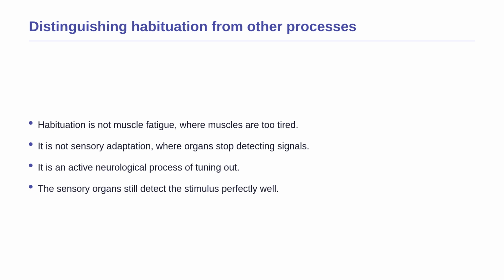It is an active neurological process. The animal's sensory organs still detect the stimulus perfectly well, and its muscles are fully capable of moving. However, the central nervous system actively learns to tune out the irrelevant signal and chooses not to issue a behavioral response.